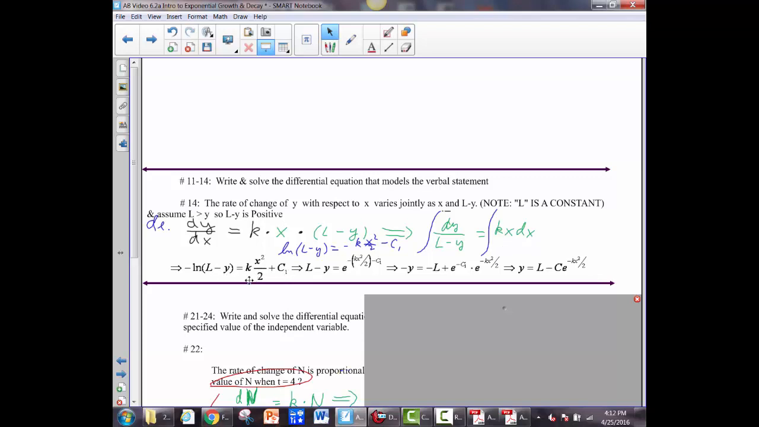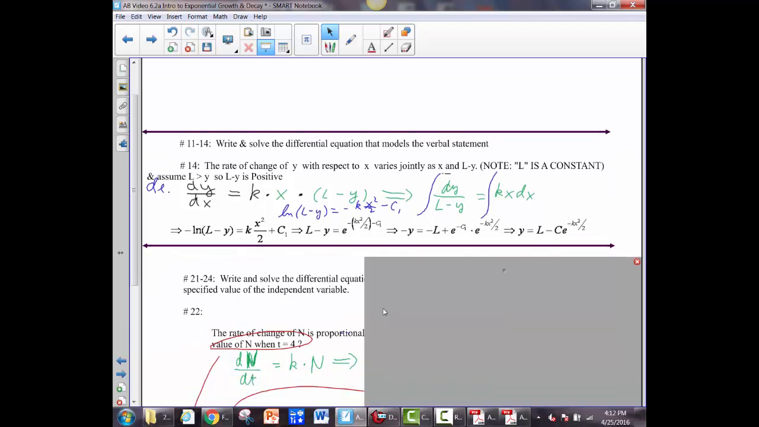And therefore, now writing it in exponential form, L minus y equals e to the power of that expression. Break that up: e to the negative c1 times e to the negative kx squared over 2, and e to the negative c1 is just another constant, c.